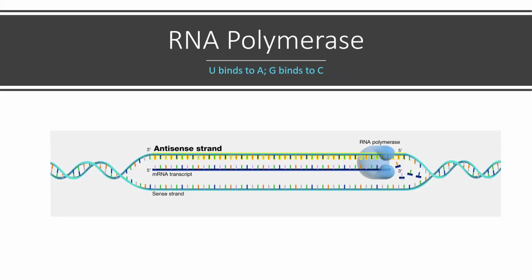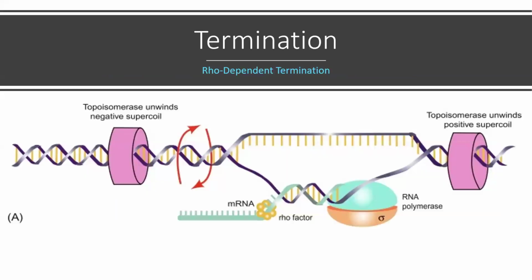And then the binding process is U to A and G to C. In this case, U to A has 2 hydrogen bonds and G to C has 3. So eventually transcription is going to stop though. So unlike DNA replication, which doesn't stop until you go through the entire genome or the entire chromosome, in transcription you stop when you actually get to the end of the gene.